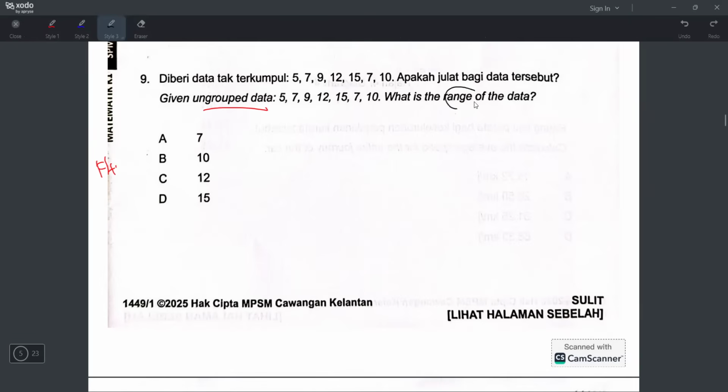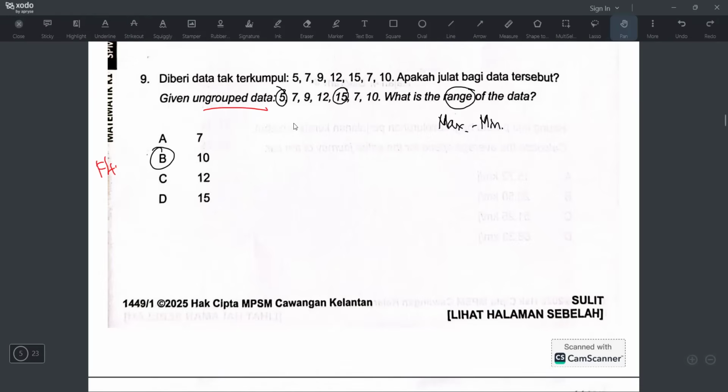So they ask us to find the range, right? The range formula is maximum value minus minimum value, if it's ungrouped data. But if it's grouped data, there will be classes, right? And how to find the range for grouped data? You have to take the midpoint of the highest class minus the midpoint of the lowest class. That's for grouped data, make sure you know that also. But this one, no need. You just take the highest minus the lowest number. So 15 minus 5, and the answer is B, 10. That's all.